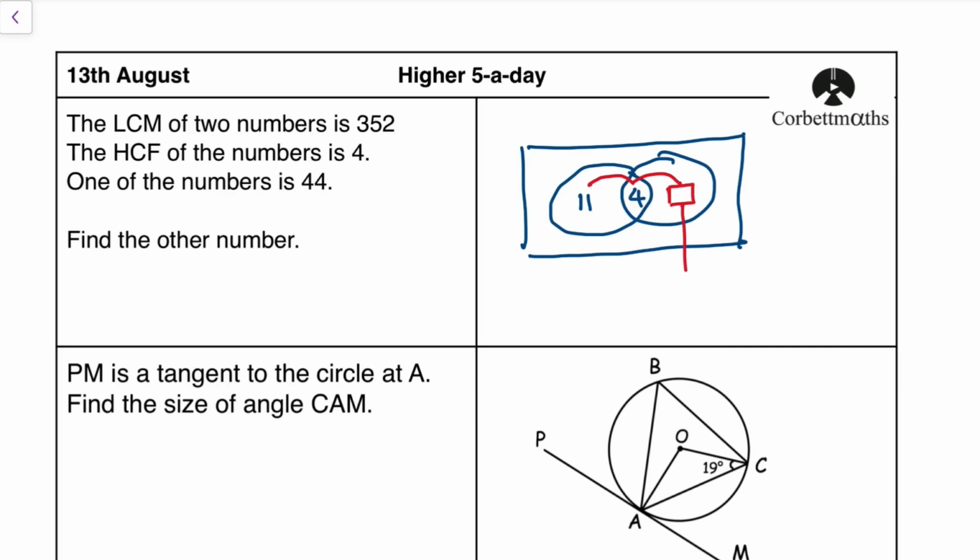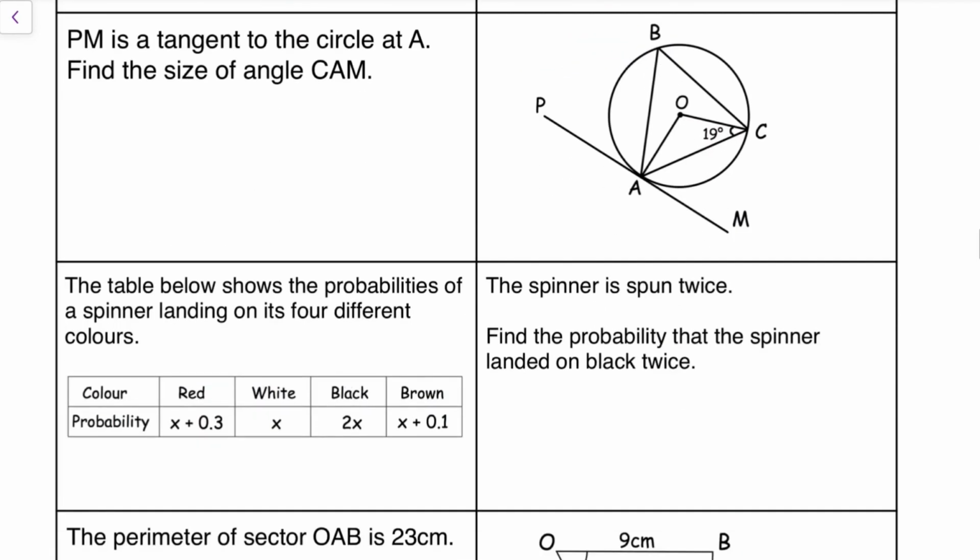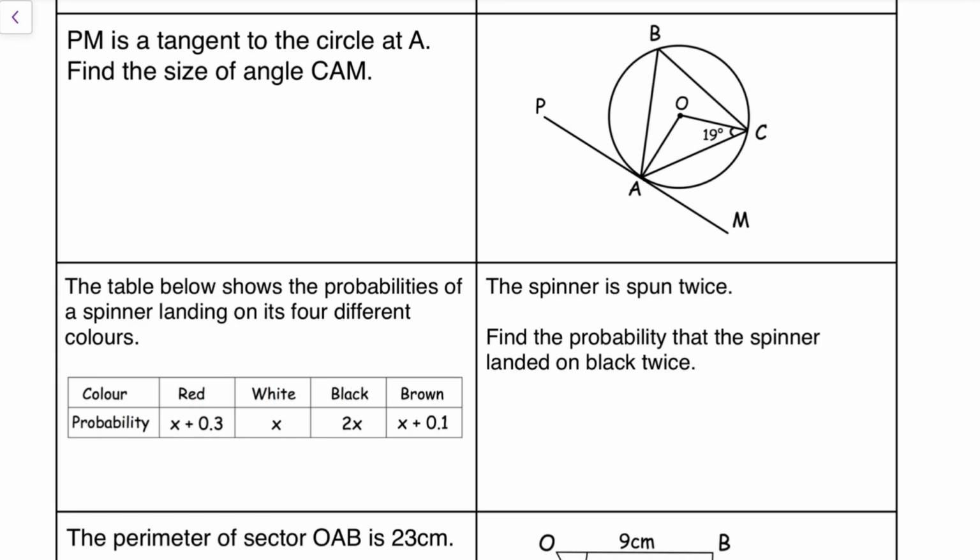So in other words, the red box must be, I'm doing this in my calculator, 352 divided by 44, which is going to be 8, which means this number here is 8. But you've got to be careful because that's not the other number. The other number is 8 times 4, which is 32. So in other words, it's the number in the other circle. Good question.